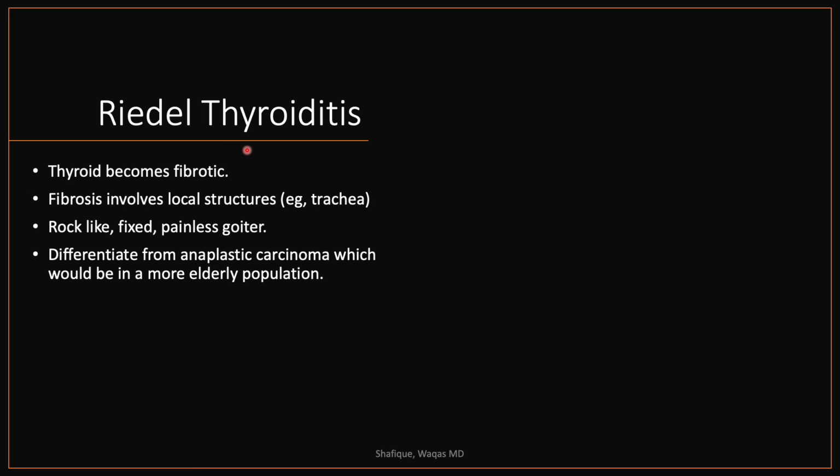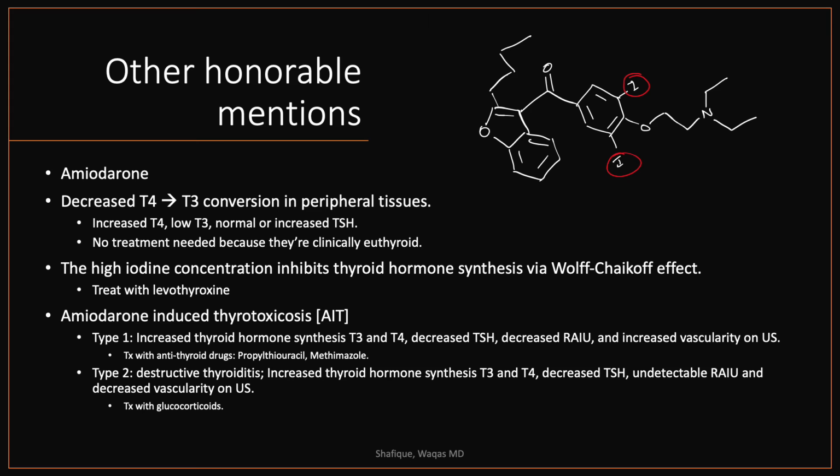Riedel's thyroiditis is a fibrotic thyroid which will be immovable, hard like a rock, and it can invade local structures to cause dysphagia if it invades the esophagus, or a deep voice if it invades the trachea and the voice box, and it has to be differentiated from anaplastic carcinoma, which is a similar presentation but seen more in the elderly population. And amiodarone can also cause hypothyroidism.